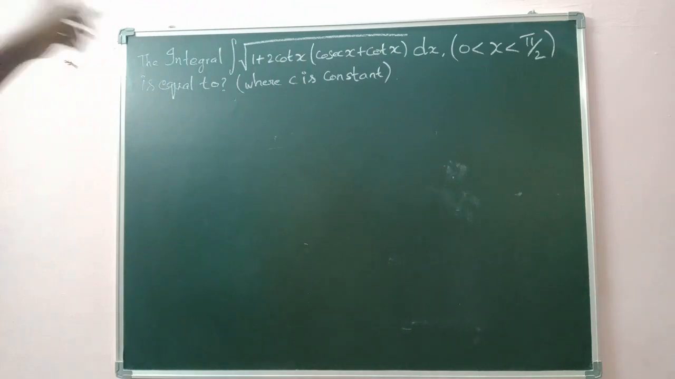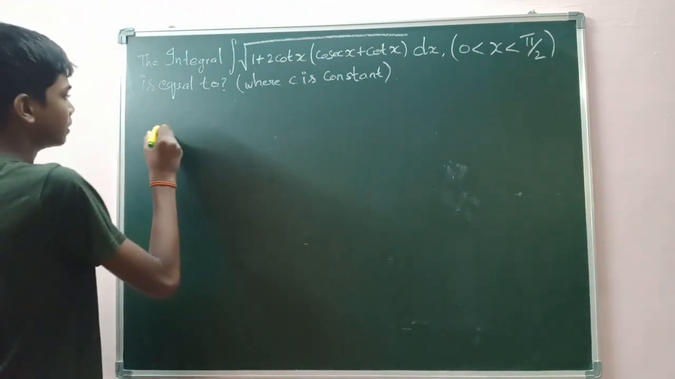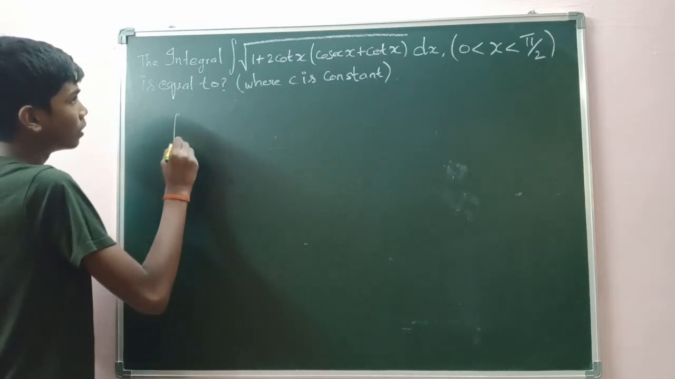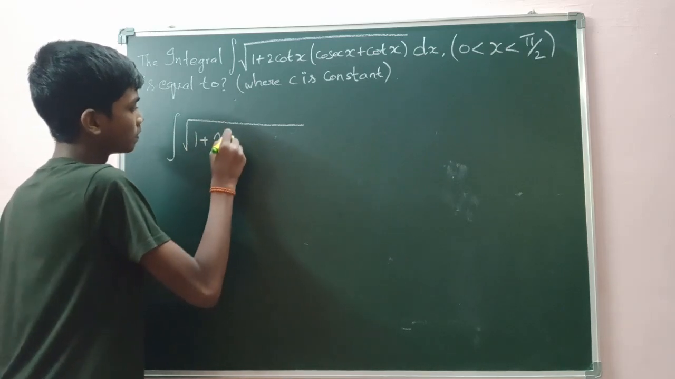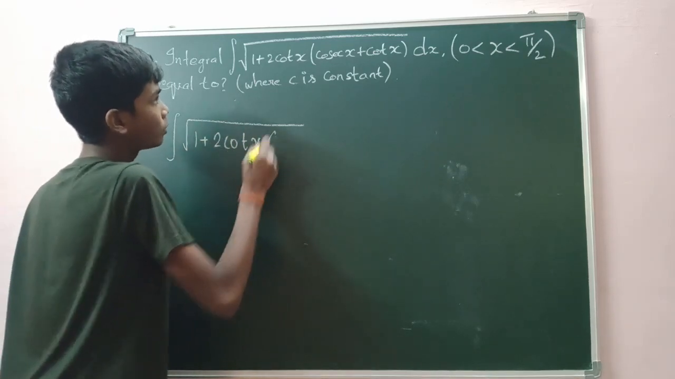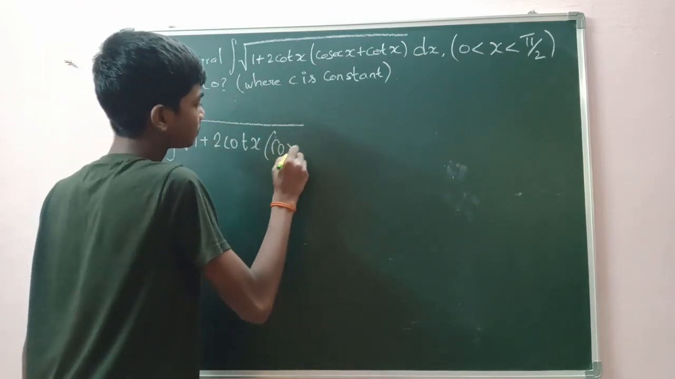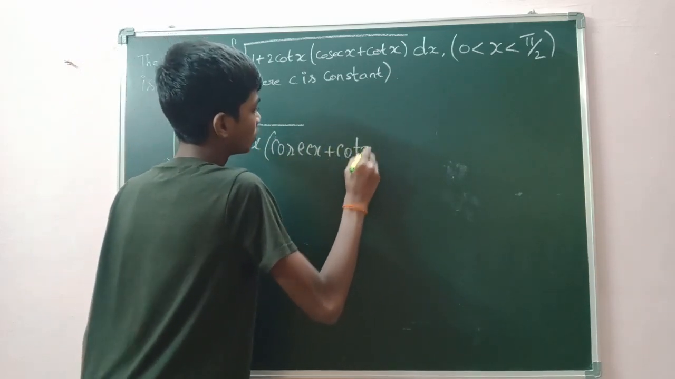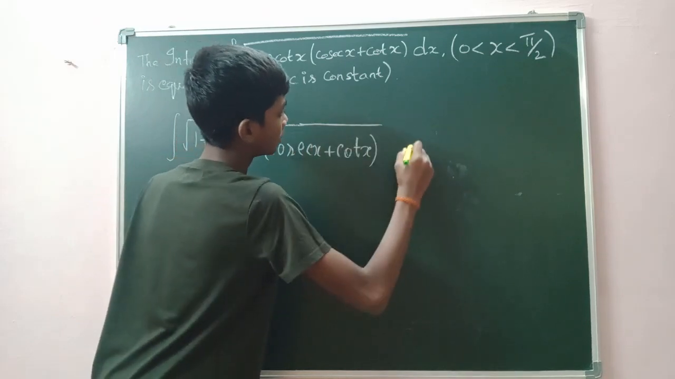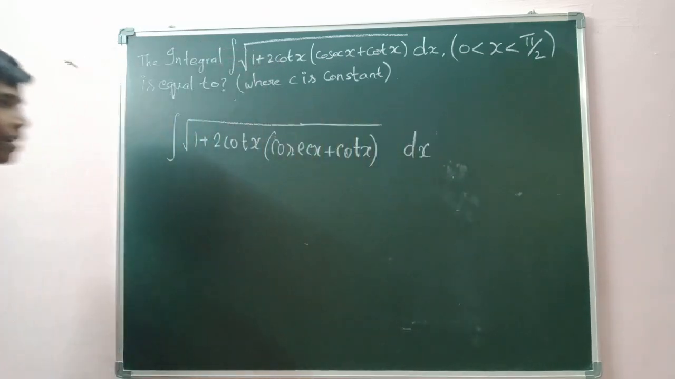So people, this is the integral given in the question. First let me write this integral here. The integral is the integral of 1 plus 2 cot x times (cosecant x plus cot x) dx. This is the integral we are having now.